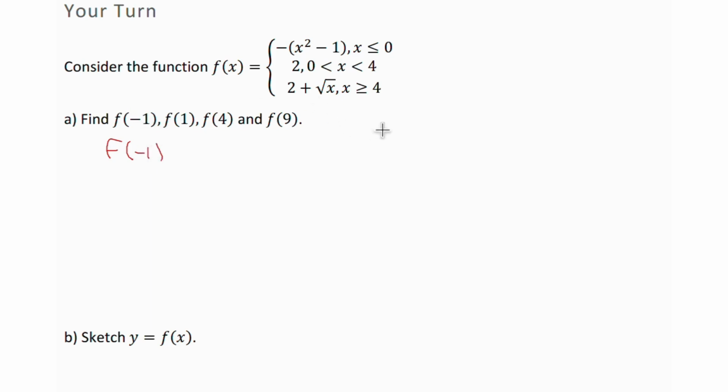So f of -1, we are in this section here. So it's going to be minus (-1) squared minus 1, which is negative 0, which is just 0. F of 1 is equal to, well, at this point we're now in between 0 and 4, so we're in this section, so it is just equal to 2.